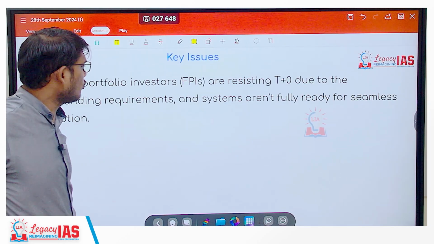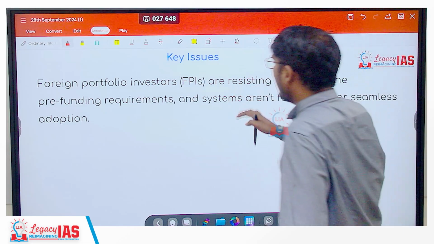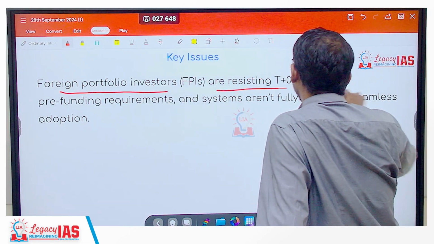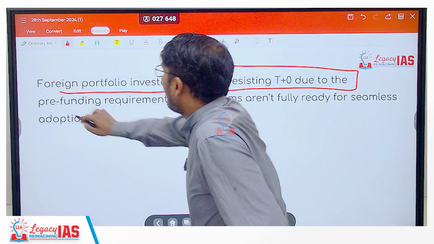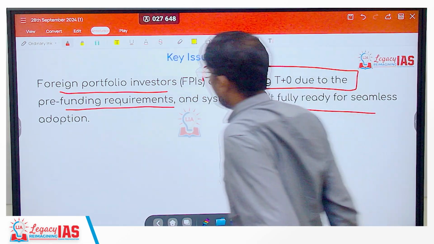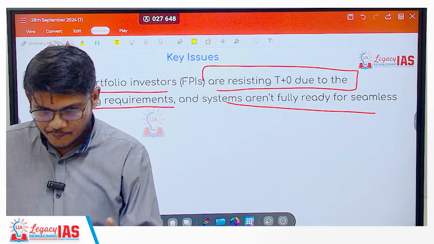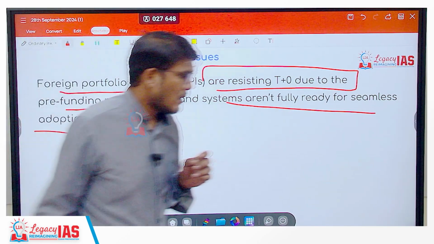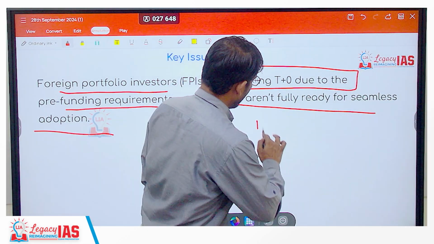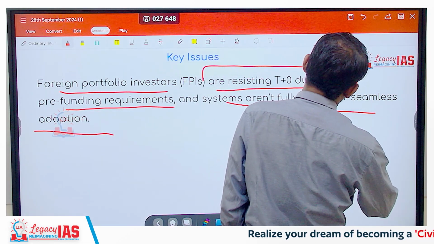Now, key issues. Why this is happening is because the foreign portfolio investors are resisting T+0 due to pre-funding requirements, and systems aren't functionally ready for seamless adoption. To understand this point, it's very simple. There are certain technical requirements. When you get 1 day, this 1 day is also required for the processing.